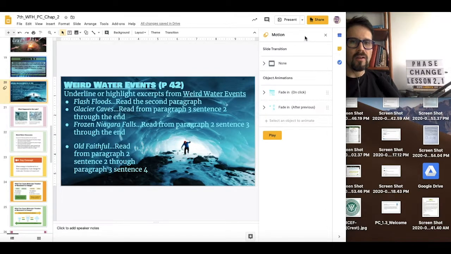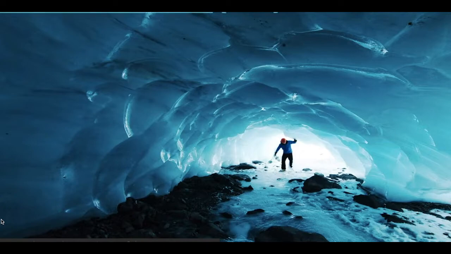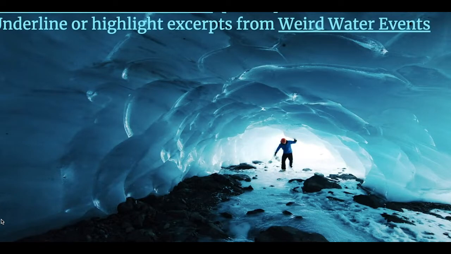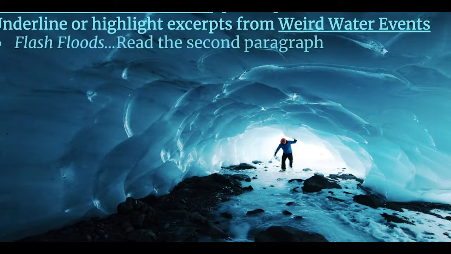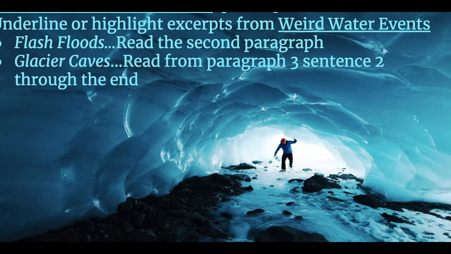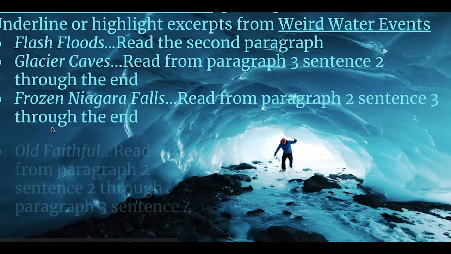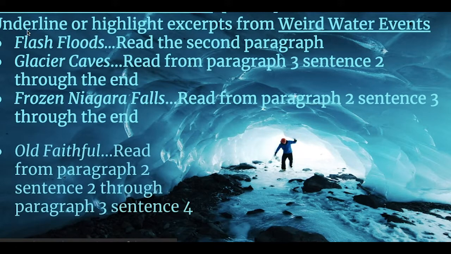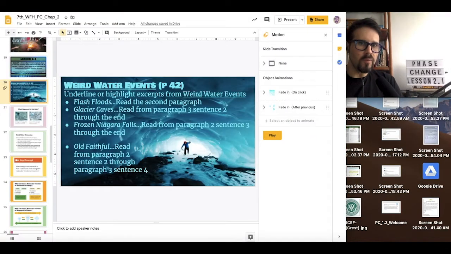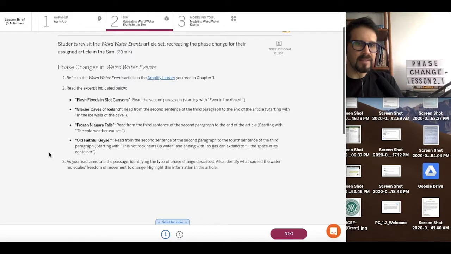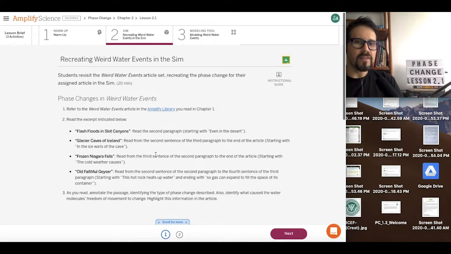And on this slide, I put up the places that you'll find the parts of the article where the actual phase change is occurring. Because what we're doing in the lesson today is we're using our modeling tool to model a specific phase change, and the phase change is different in flash floods than it is in glacier caves. It's different in Old Faithful than in frozen Niagara Falls. So pause on that slide if you want to see exactly where the phase change occurs.